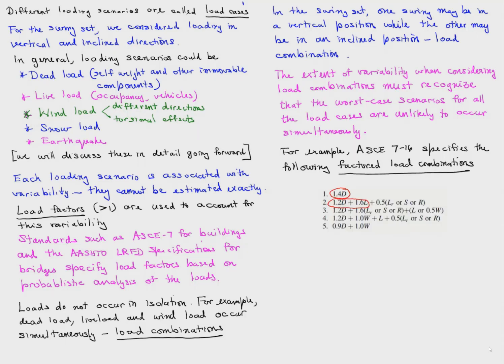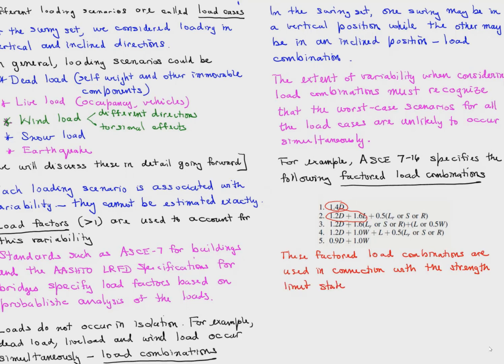And we see one load combination is 1.4 times dead load, another load combination is 1.2 times dead load plus 1.6 times live load. These factored load combinations are used in connection with the strength limit state, and unfactored load combinations are used to assess serviceability.